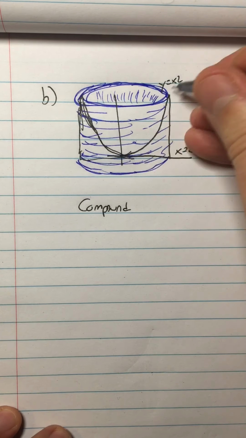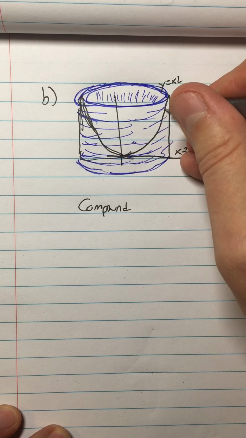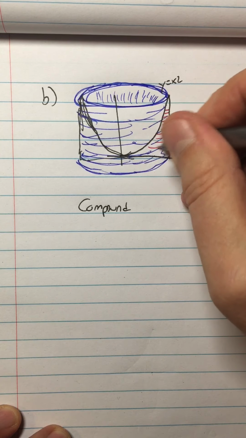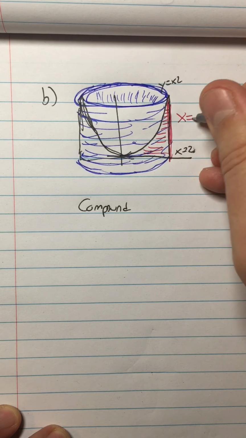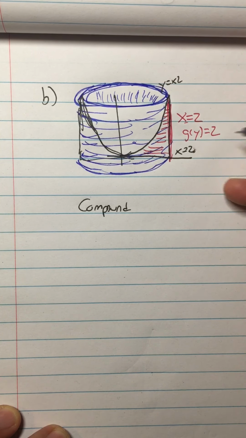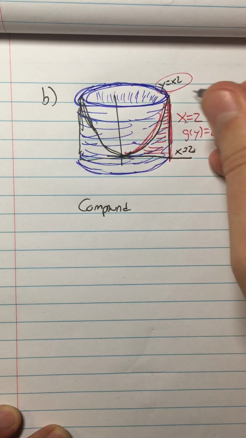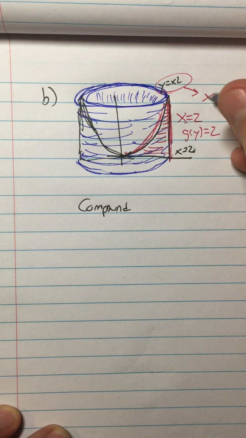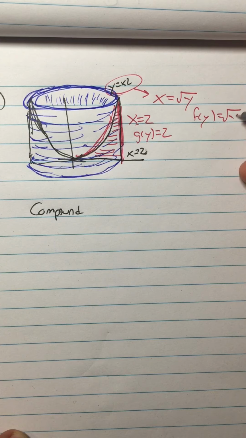But this region, in the x direction, is determined by the x-axis and the function. But in the y direction, it doesn't go back to the y-axis. This shape in the y direction stops here at the line x equals 2. That's really a function. In fact, that's g of y. That's the outside function. And then the inside function is this function in here, y equals x squared, which we need to solve for y and get x equals square root y. That's my f of y, square root y.